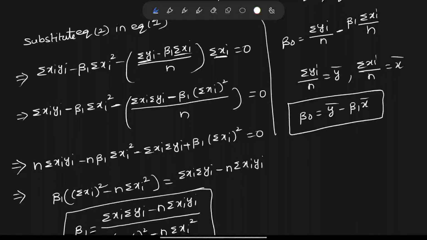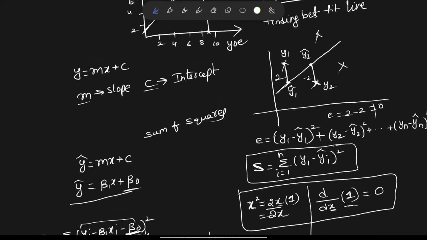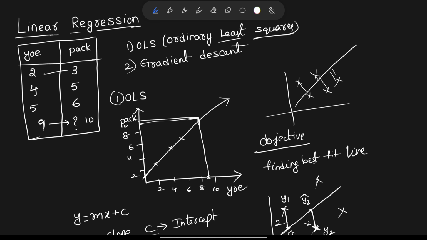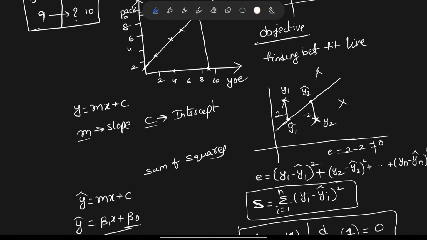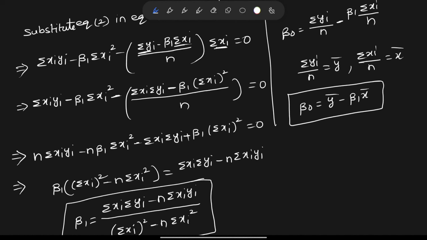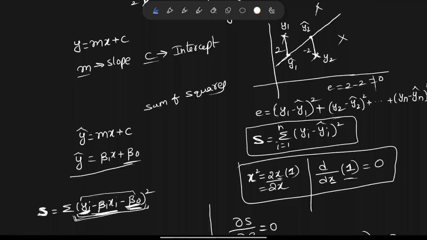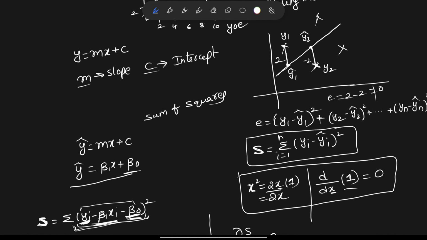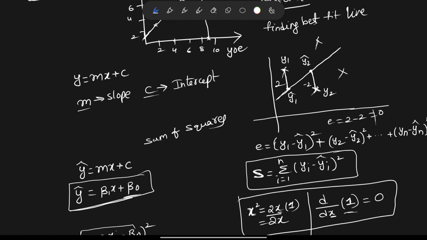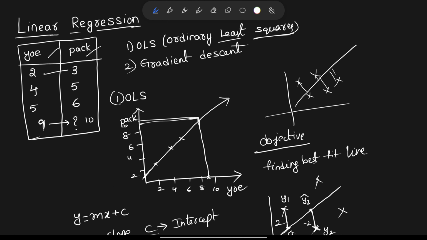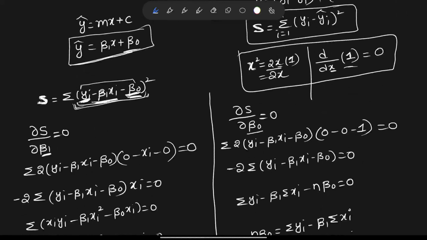In the next video we will substitute our years of experience and package values into the beta naught and beta 1 formulas, and we will find the beta 1 and beta naught values. Then we will substitute them in our y cap. Then we will find what the package will be for 9 years of experience. In the next video we will do that.